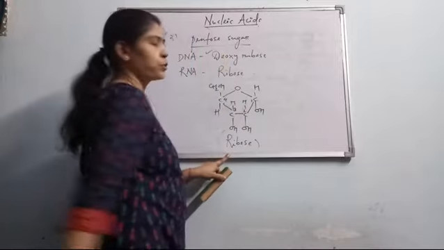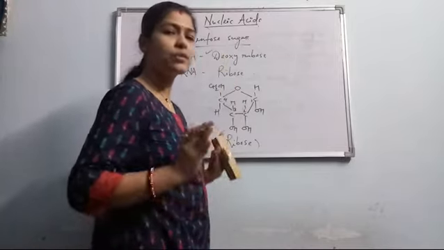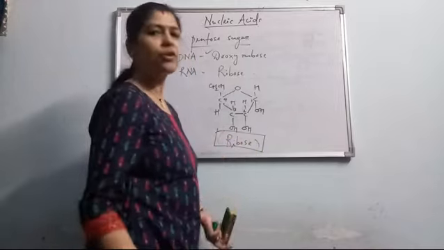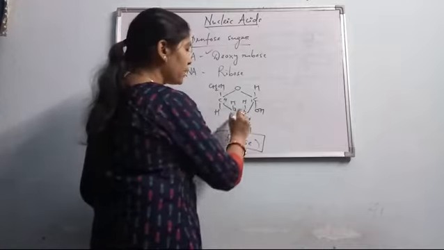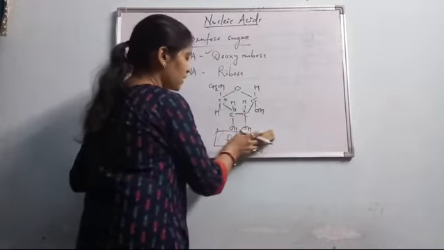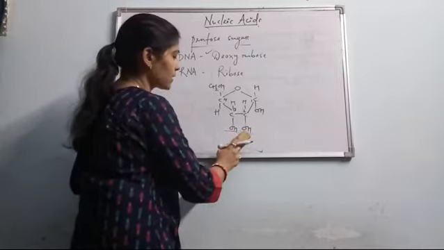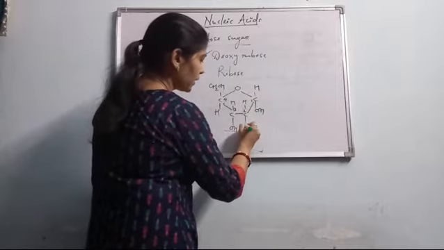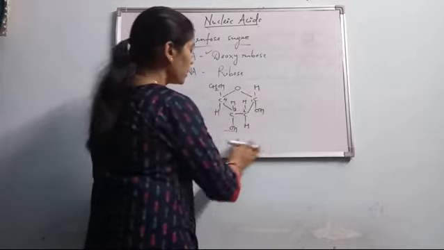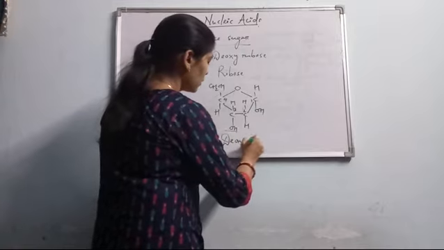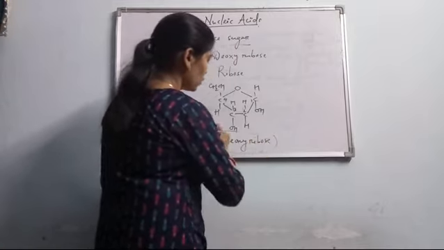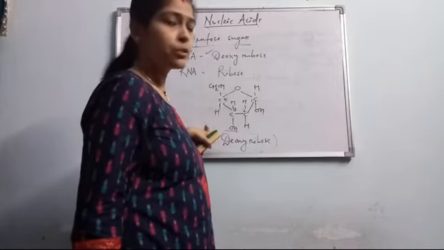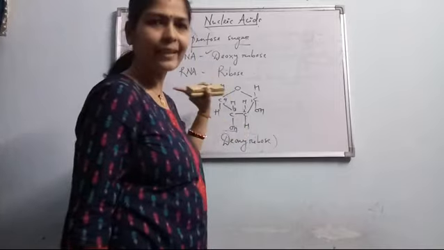Then deoxyribose. Deoxyribose means what? There is deoxygenation in the carbon number 2 of ribose sugar, so that it will form deoxyribose. It's very simple. In the carbon number 2 there will be deoxygenation, means instead of H and OH, it contains H and H. So now this structure changes into deoxyribose. Okay. So this structure is clear to all of you. Ribose is the sugar of RNA and deoxyribose is the sugar of DNA.